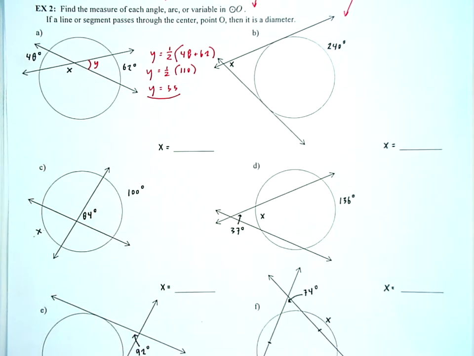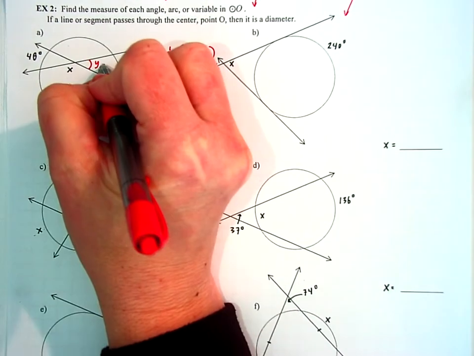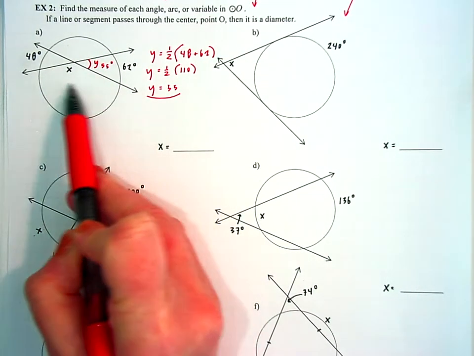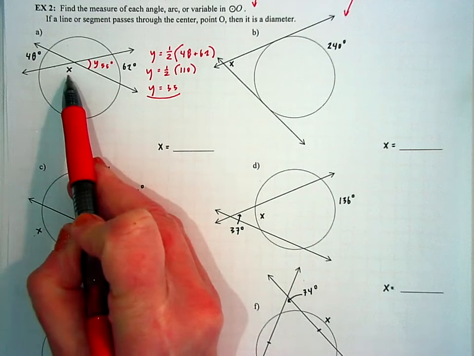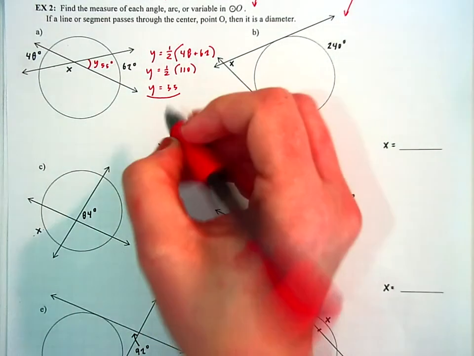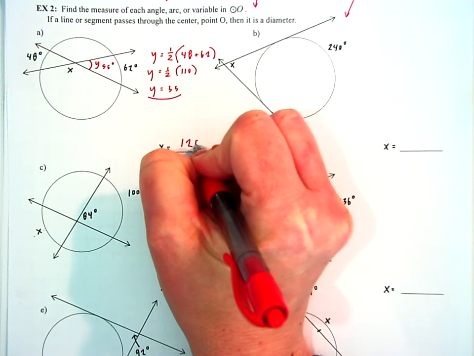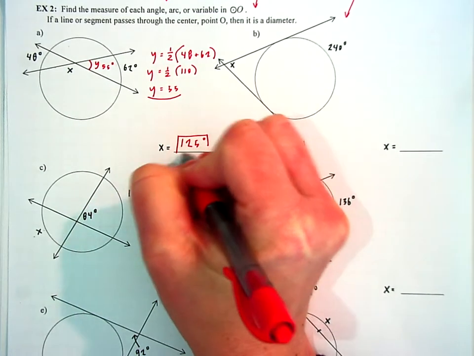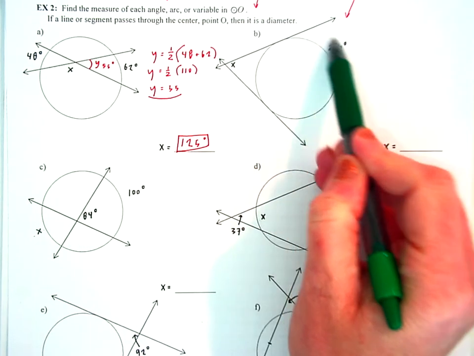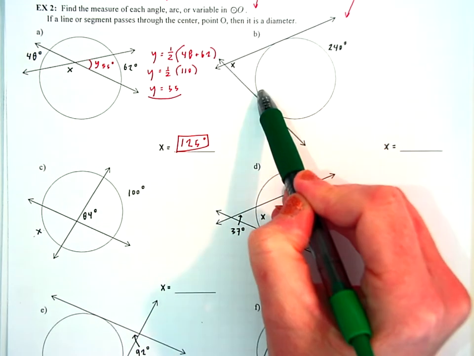But keep in mind, that's not what I'm asked for, right? This part right here would be 55 degrees. I want its linear pair, so I want the supplement of 55. So if I take 180 and I subtract 55, I get 125 degrees for X. Okay, in my next one here, I see that my vertex is outside of the circle. So I know that X is going to be 1/2 the difference between these two intercepted arcs.